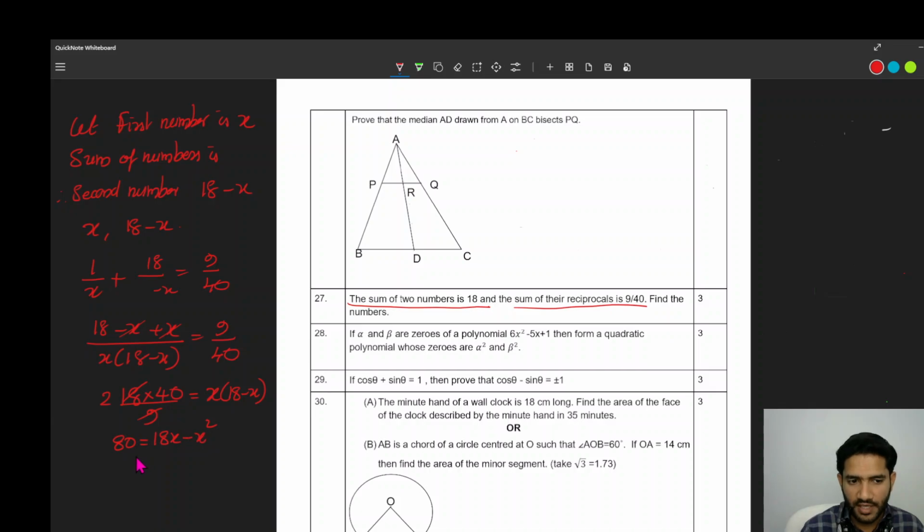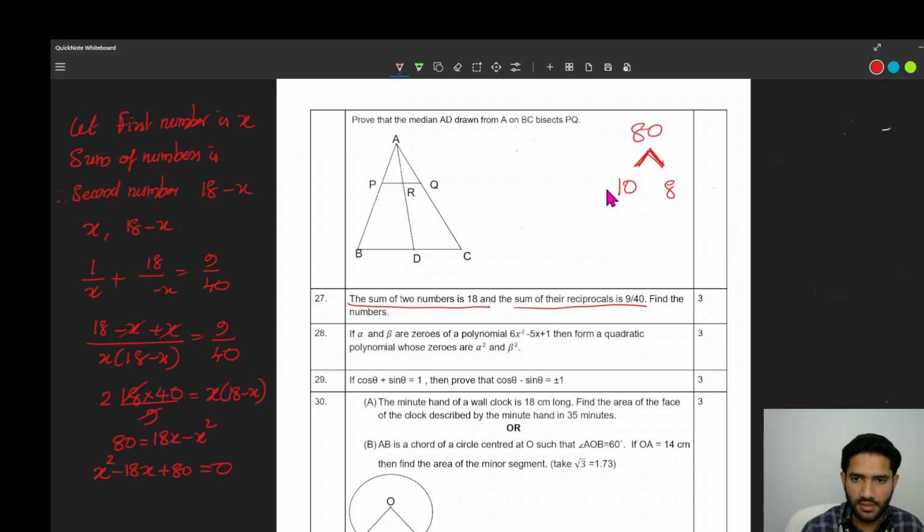So it's a quadratic equation. So I'm taking this x square and 18 minus x into the left side. So it will be x square minus 18x plus 80 equal to 0. How can we factorize this one? The constant is 80. What are the factors of 80? We have 10 and 8.